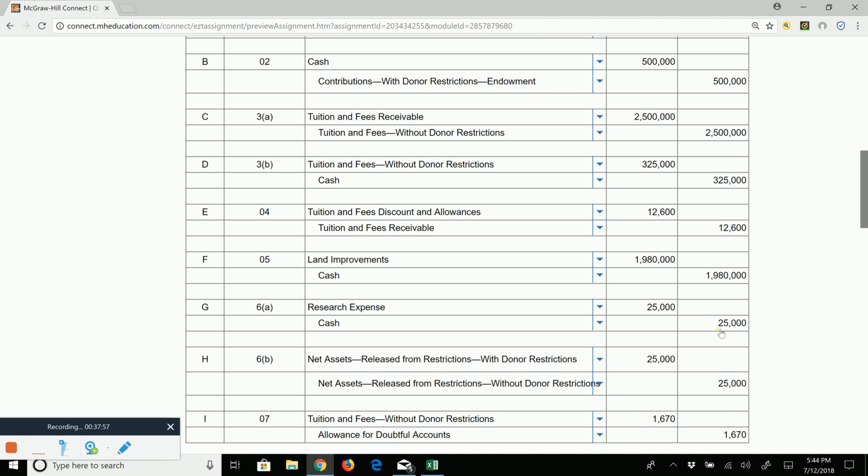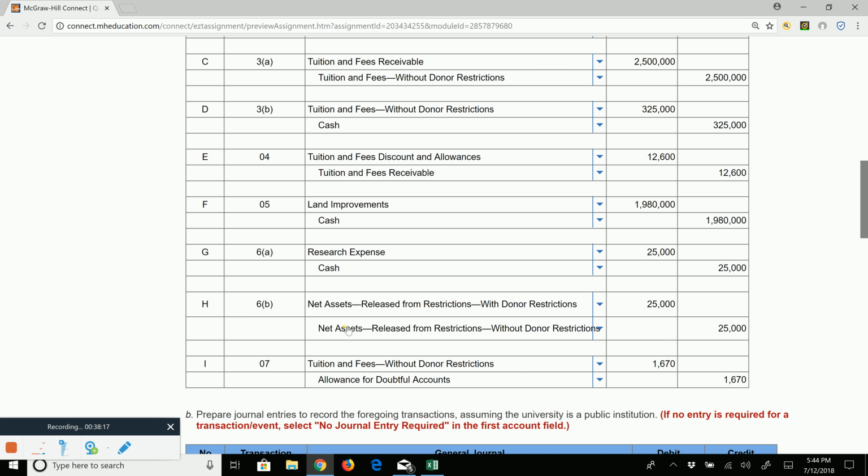we've spent the money on its rightful purpose, we can release the restriction out of donor restrictions into without donor restrictions. Debit net assets released, donor restrictions. That reduces that column. And we will credit net assets released, without donor restrictions. That credit will increase that column.